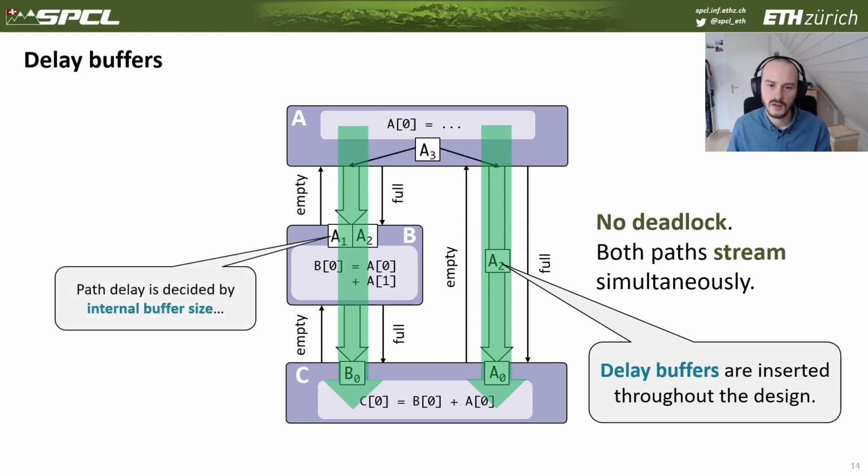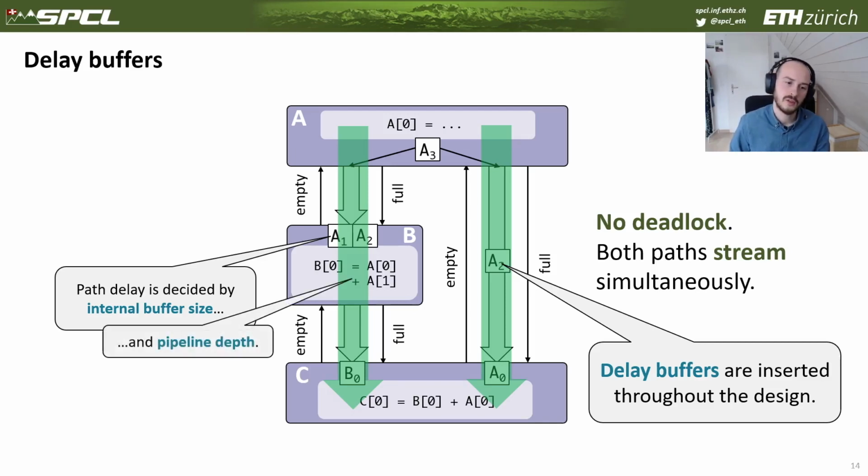And the size of these delays, so the size of these buffers, will be inferred from two things. The internal buffer size within the stencils on the path, so how many values B in this case needs to buffer before it can start actually streaming computations, and the computations themselves, so the depth of the pipeline within B, so the operations it needs to perform, which will also delay the signal until it can actually output a value that is ready to be used by C.